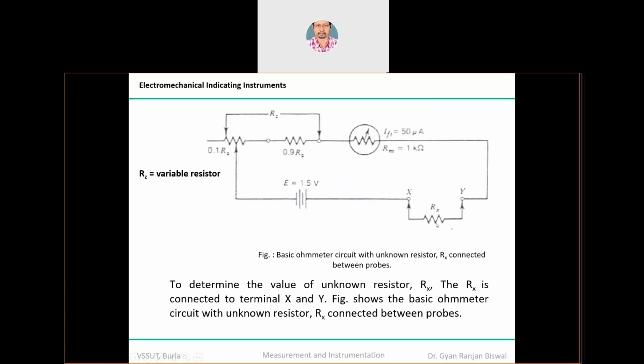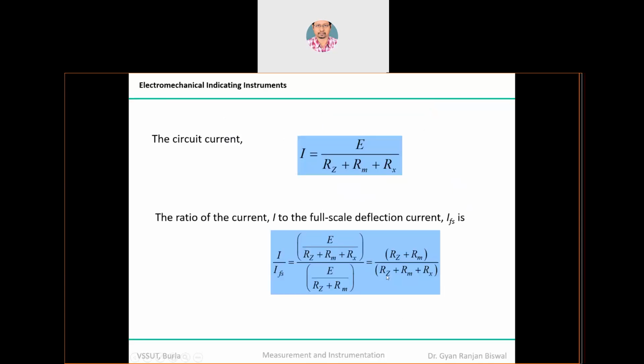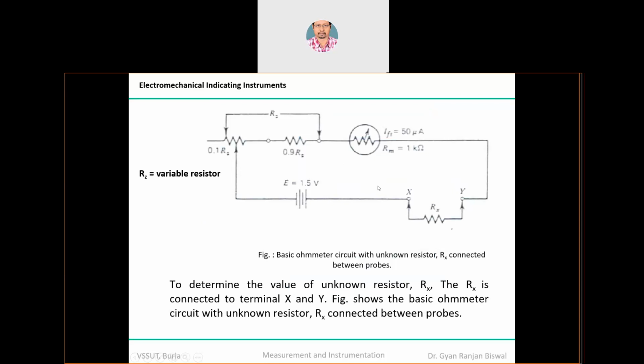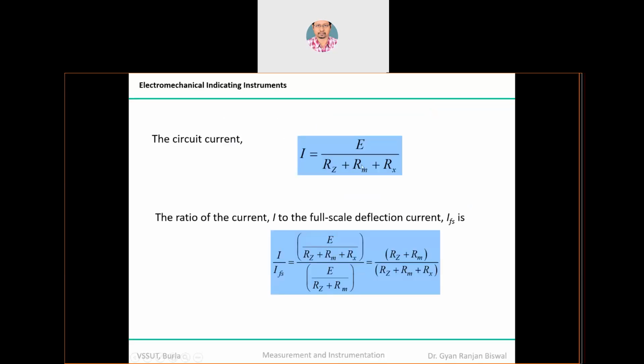So when you apply this particular Rx value, and if I give you this formulation, can I find it? Yes. Now the circuit current will be how much? It is E upon Rz plus Rm plus Rx. Now you know the Rz, you know the Rm, you know the E. So can I work it out? Yes, because the full scale deflection current is already known, E upon Rz plus Rm.